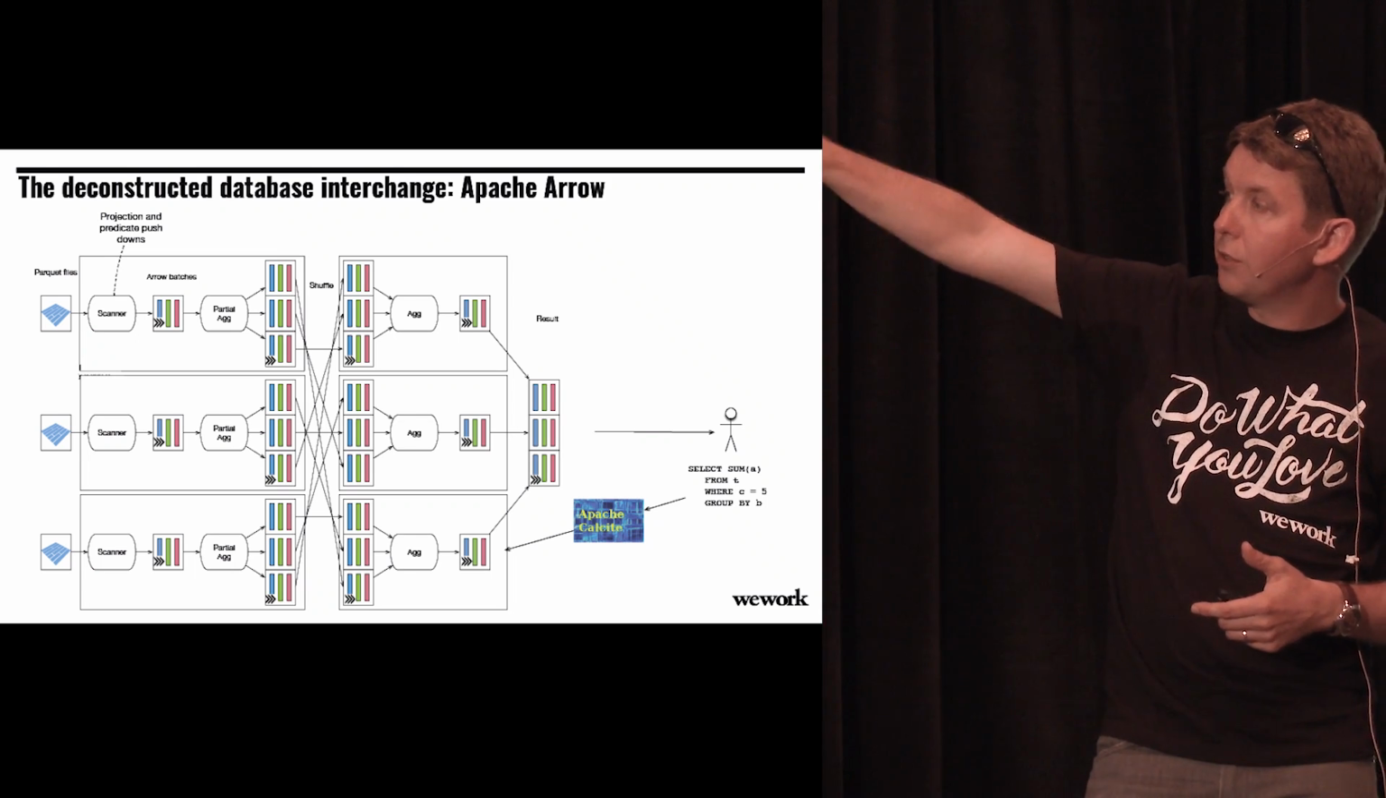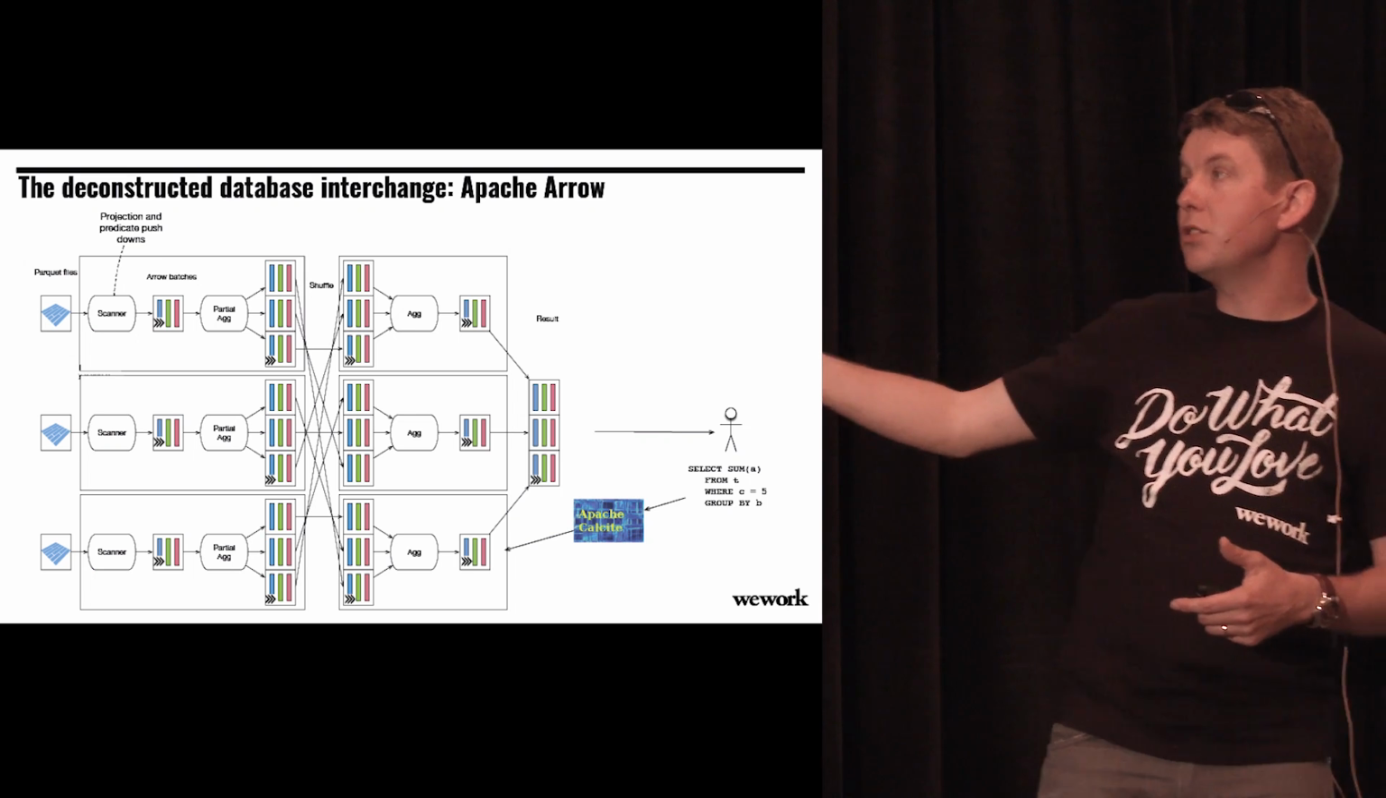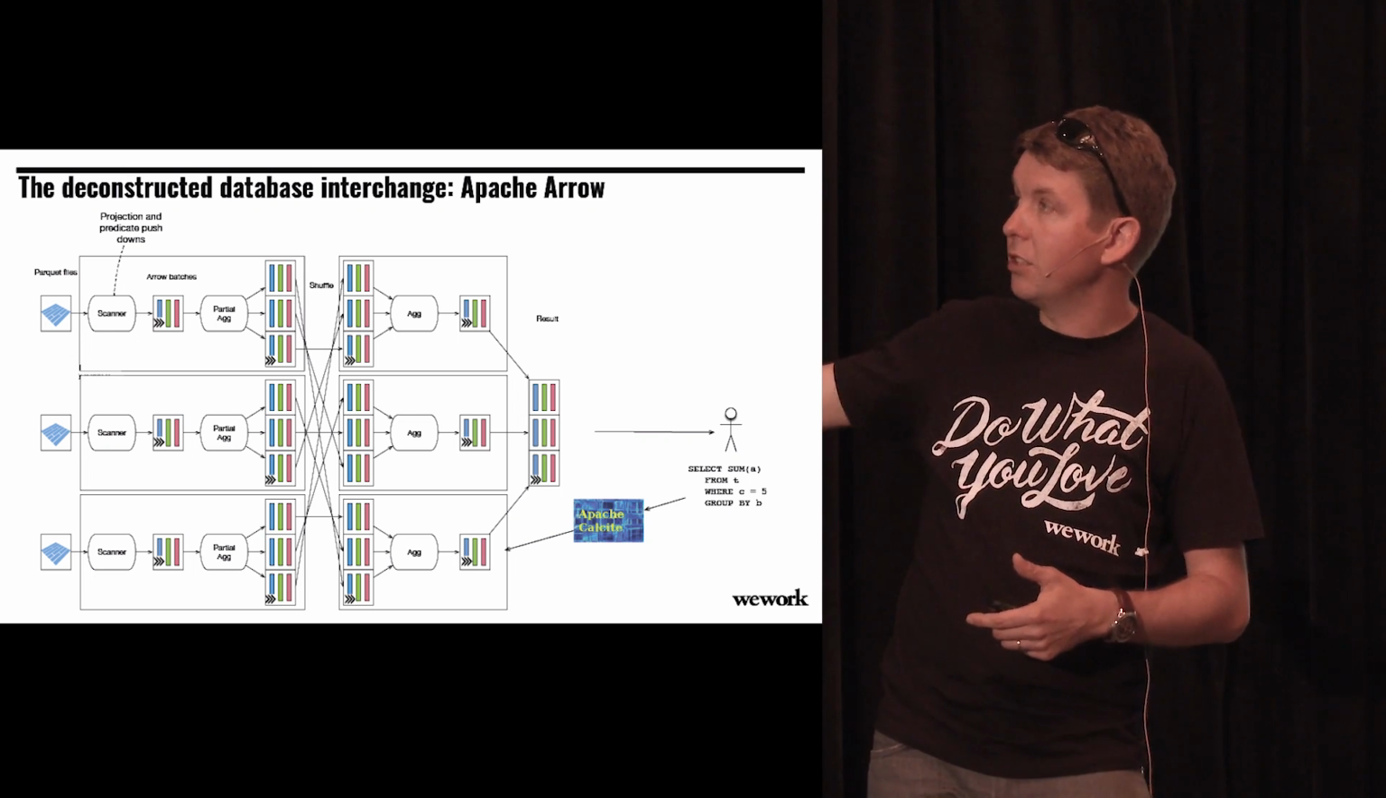And so that's where Arrow fits in, being really good as the in-memory representation for execution and as an exchange format.